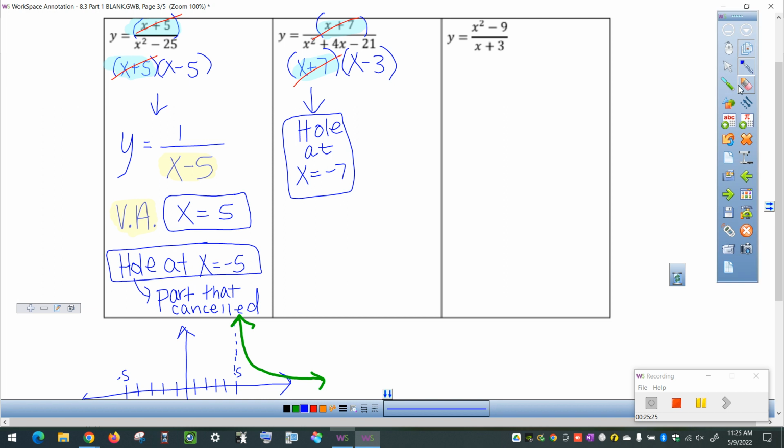Then we're going to look at the part of the denominator that was left. So in the simplified form, the only thing we're left with is this x minus 3. That's going to correspond to a vertical asymptote, just like it did at the beginning of our paper. So we have a vertical asymptote at x equals 3.